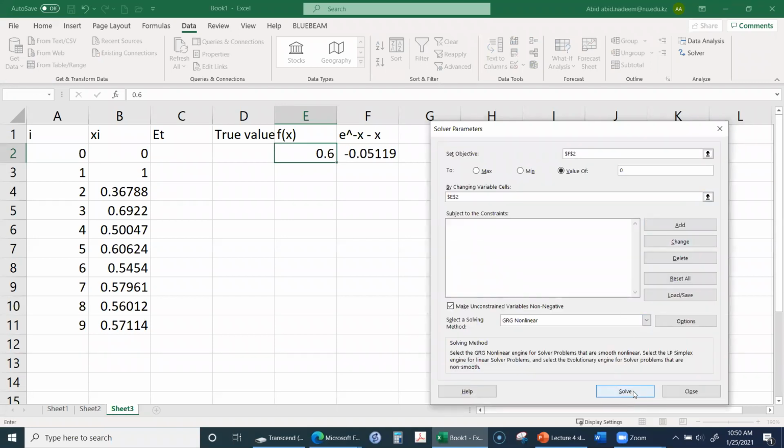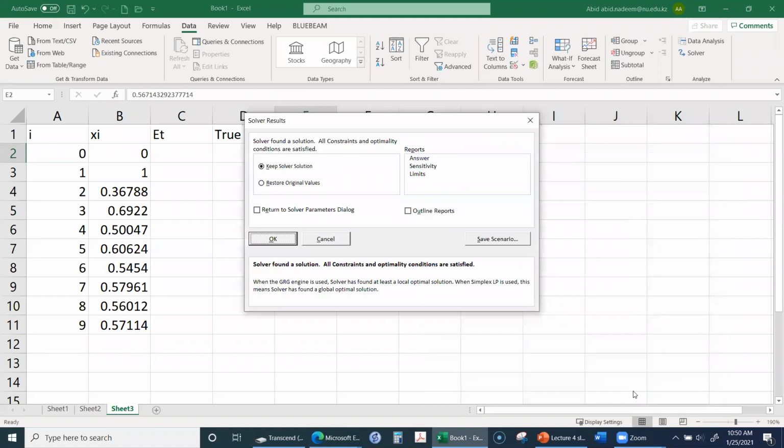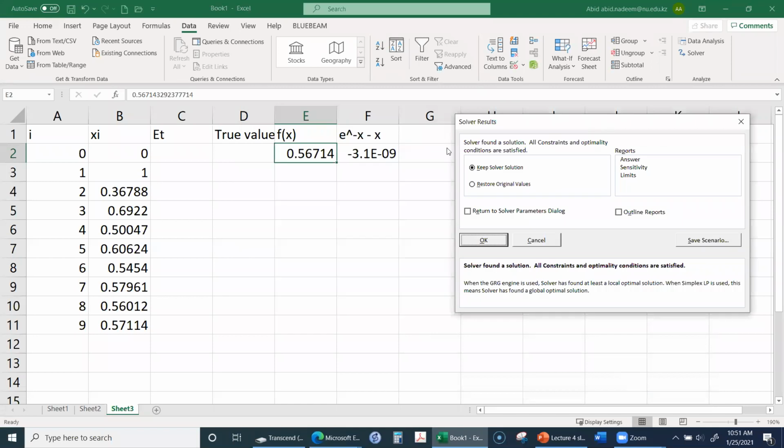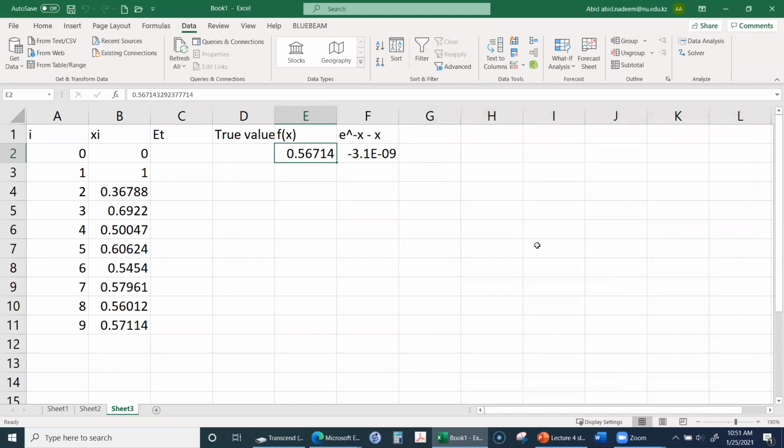In this case, I will click the Solve button, and it will say that it has found the value, which is equal to 0.56714. So this is the true value, with all the precision which Excel can offer to us.